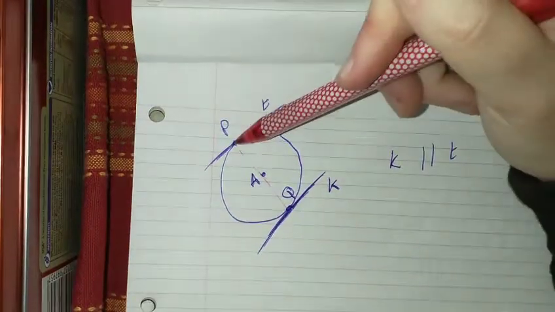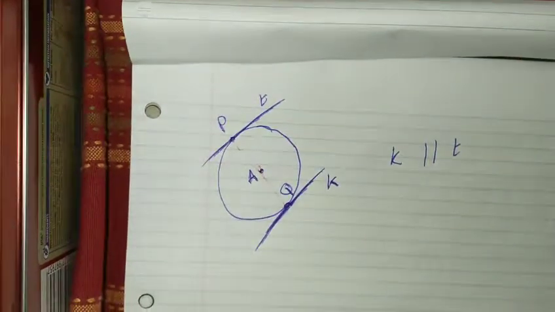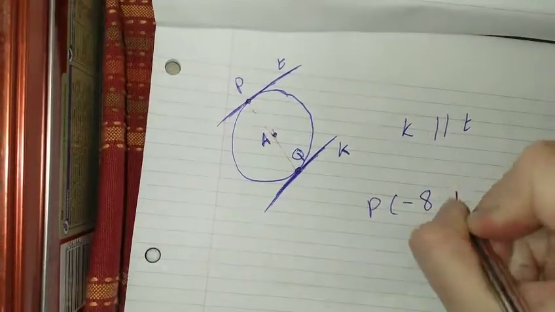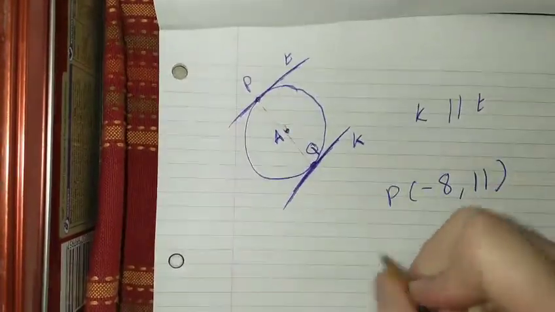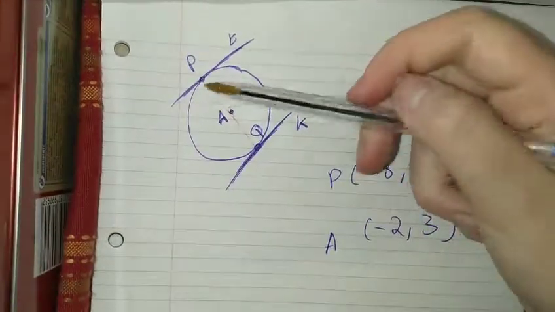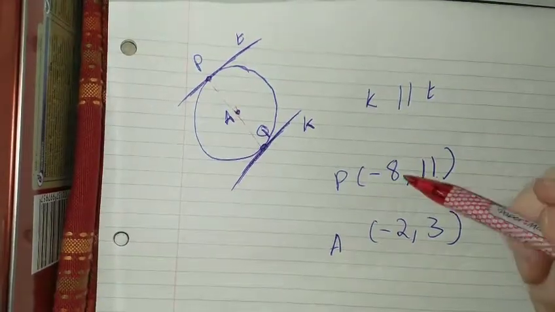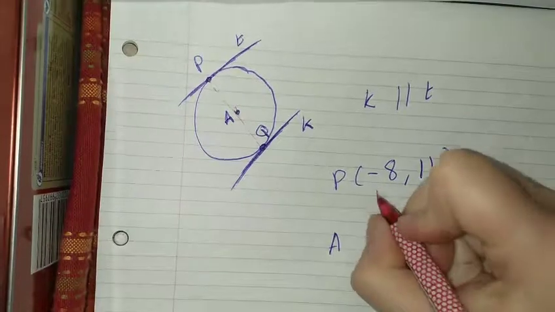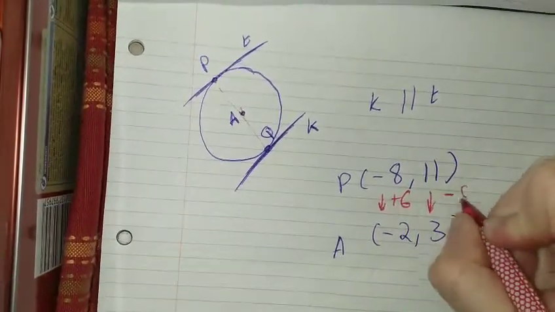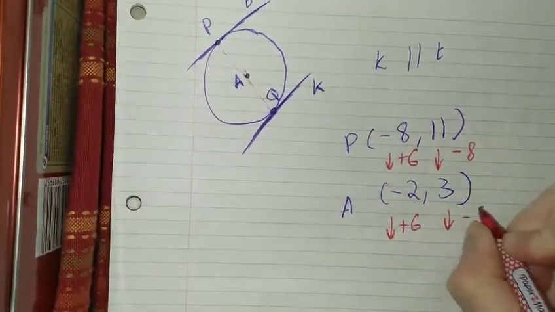Well, however we got from here to here, we would have had to do the same to get from here to here. So we're going to use a translation. So P is -8, 11, and A is -2, 3. So whatever we did to get from P to here will be the same to get from here to the other point of tangency. So to get from -8 to -2, we had to add 6. To get from 11 to 3, we had to subtract 8. So we have to do the same now: plus 6 and minus 8.